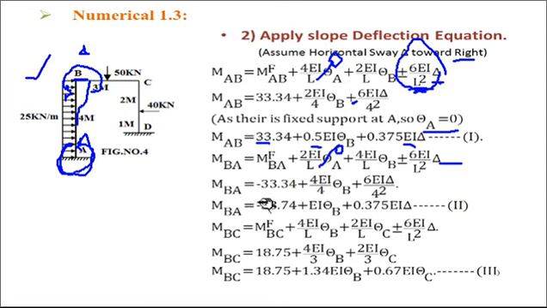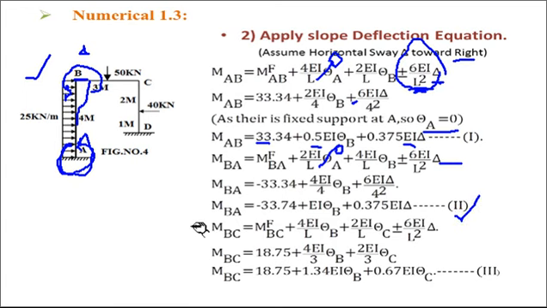So MBA is equal to minus 33.34 plus 4EI by 4 into theta B plus 6EI by L square, L is 4, 4 square into delta. Simplifying, MBA is equal to minus 33.34 plus EI theta B plus 0.375 EI delta. This one is the second equation.